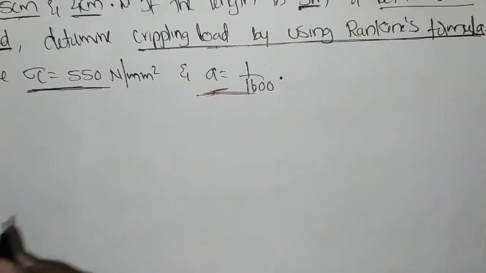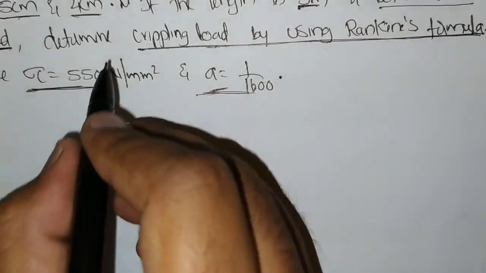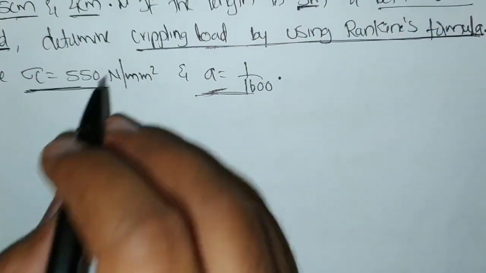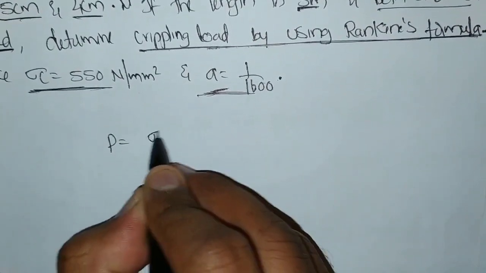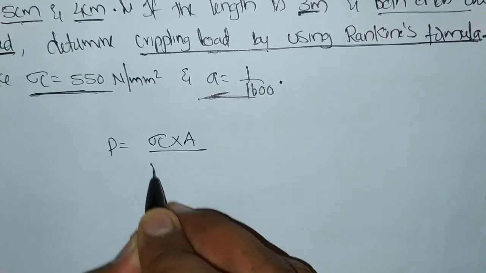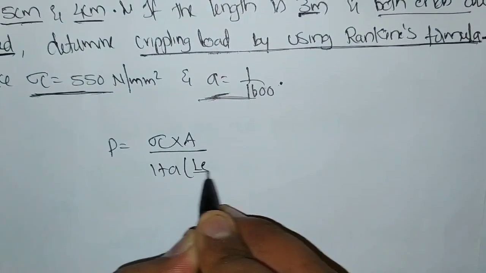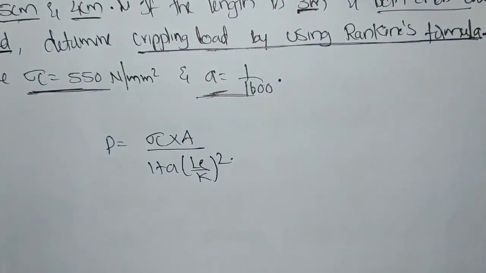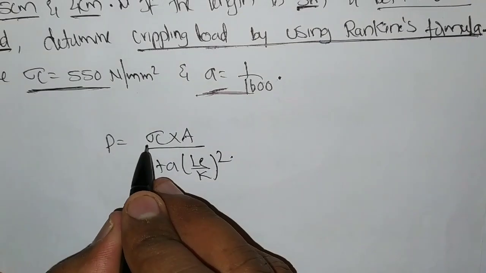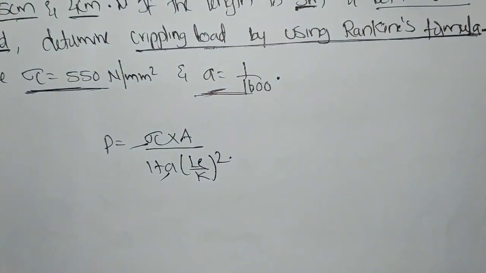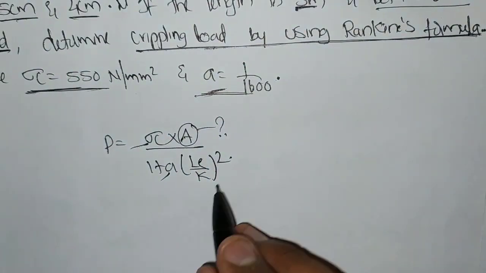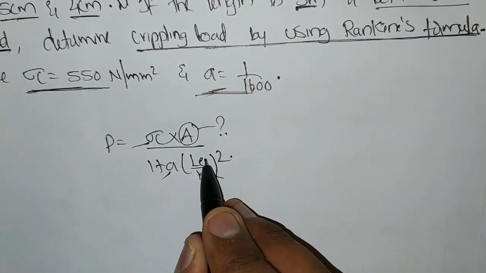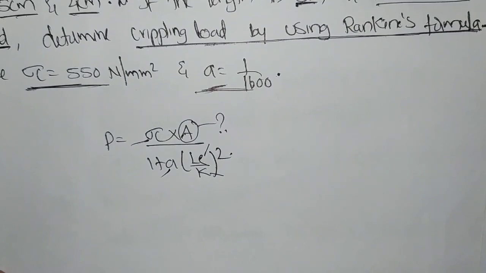So now we will write down first what you have to find out. The value of crippling load we have to find out. The formula using Rankine's formula is P is equal to sigma C into A by 1 plus A of LE by K whole square. Here we know the sigma C value and A value. We have to find capital A, nothing but area, and K value, and effective length LE.